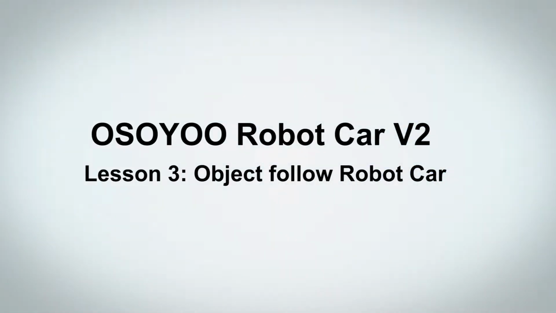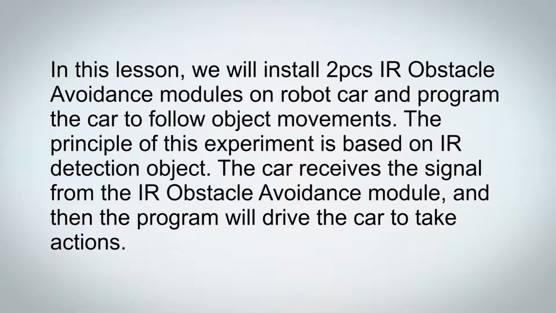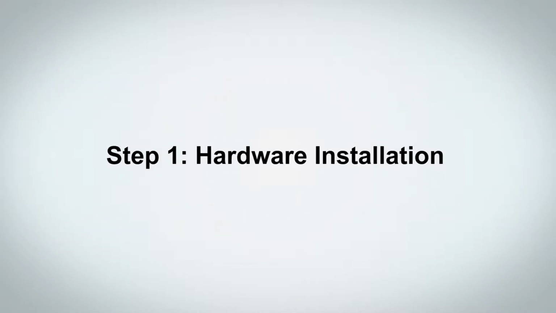Welcome to the third lesson of OSOYOO Robot Car V2 Kit. In this lesson, we will install two IR obstacle avoidance modules on the robot car and program the car to follow object movements. The principle of this experiment is based on IR object detection. The car receives the signal from the IR obstacle avoidance module, and then the program will drive the car to take actions. Step 1, Hardware installation.